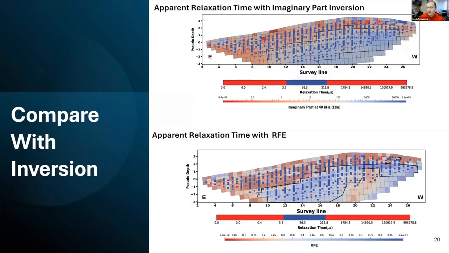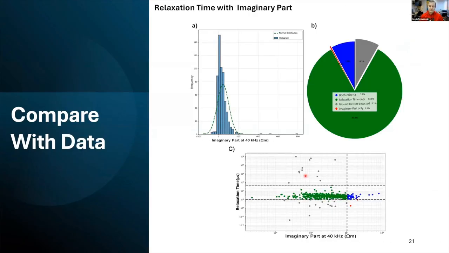It just happened the same for the RFE. We can see there is some agreement between those two data, but again, the relaxation time method could detect ground ice better than RFE. But because those data just compare the inversion result and the data result, we compare those two with the data, not the inversion result.